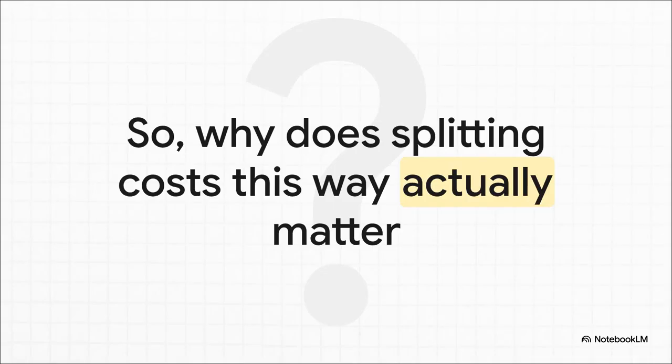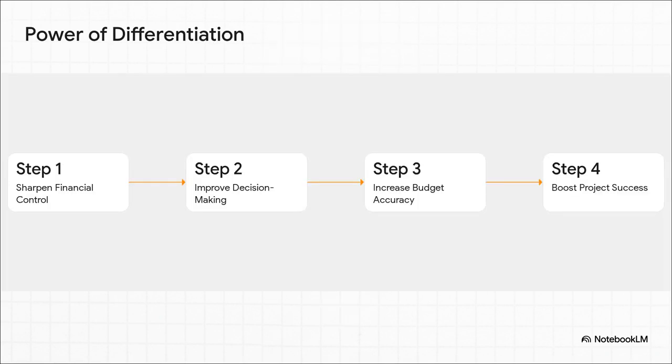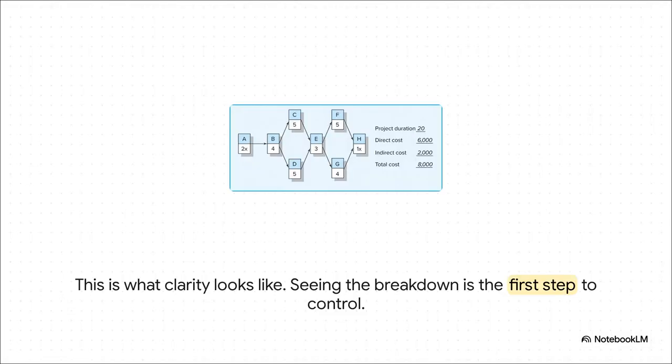So what's the actual real-world payoff? For you, the person who's actually running the show. The payoff is huge. Immense. As soon as you separate the costs, you immediately see where you have actual control. And with that clarity, you can start making way smarter decisions, better trade-offs. And you know what happens when you make better decisions? You get more accurate budgets. And more accurate budgets, well, that directly boosts your chances of success. It's a chain reaction. This right here, this is the whole goal: financial clarity.